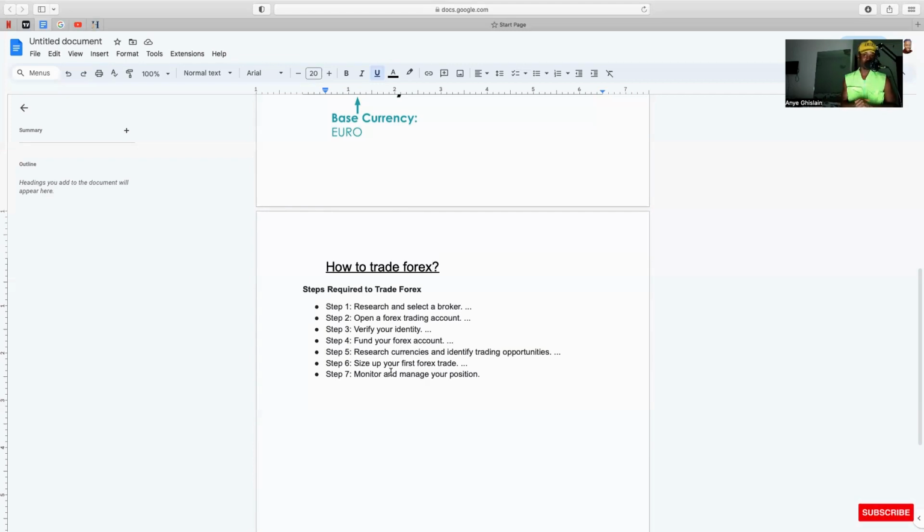So now let's go on to the sixth step here. Size up your first Forex trade. So what does that mean? That simply means when you spot an opportunity, of course, you take your trade. That will be your first trade. Now, it's going to have two outcomes. It's either you win or you lose. So you have to be ready for both.